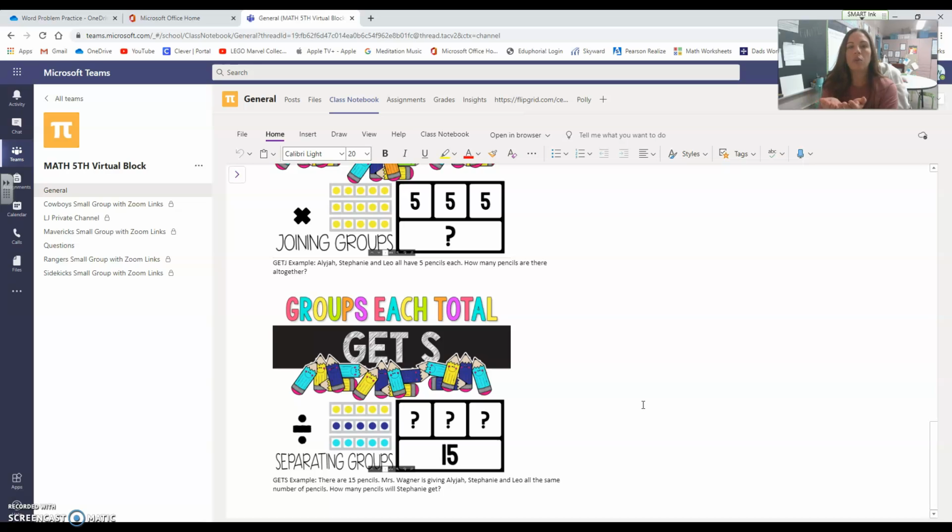In groups each total, what you're looking for is either how many are in each group, just like this question, how many will Stephanie get, or they are asking how many groups are there. Another way the question could be asked is, there are 15 pencils. Each of Mrs. Wagner's students will get 5 pencils. How many students does Mrs. Wagner have? You're breaking up the 15 into groups of 5. So the question is, how many groups are there? That would be 15 divided by 5, 3.